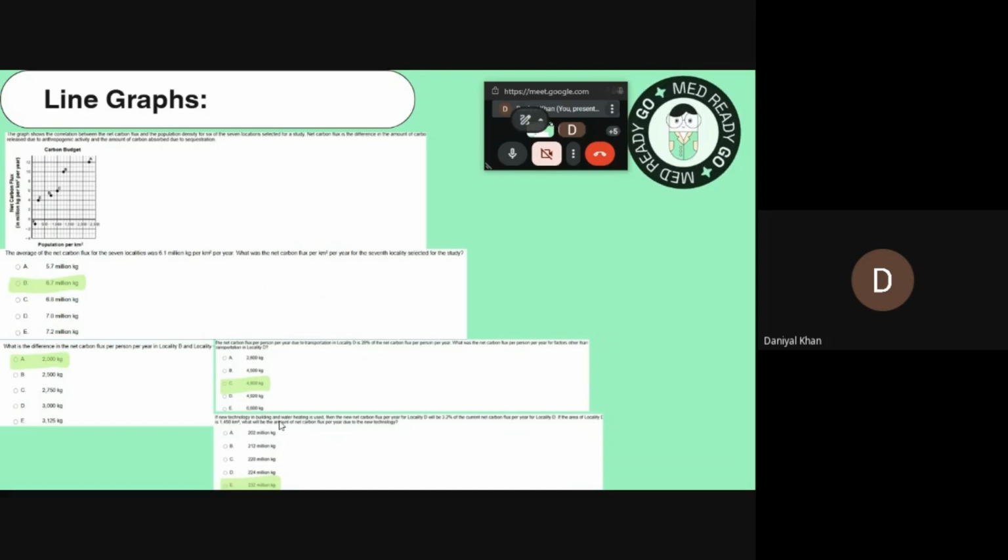Line graphs are a bit more complicated, but I think that's more because you don't understand it. Which question do you understand? The last one, all right.